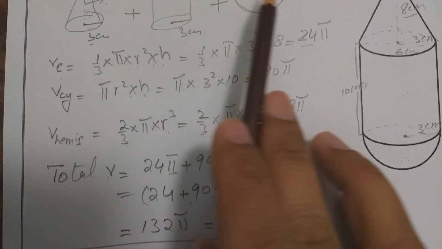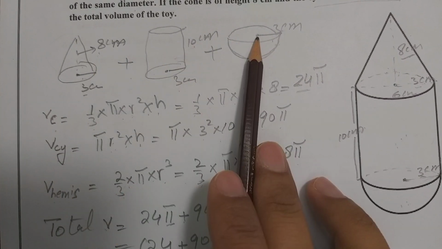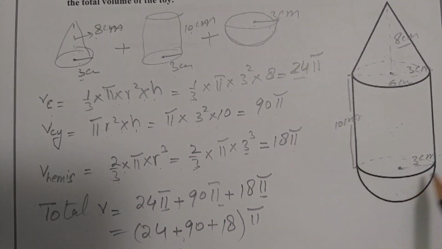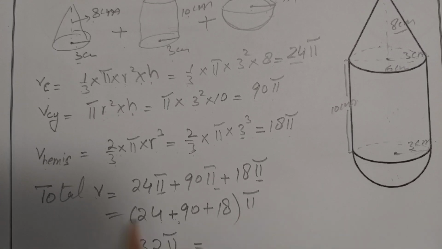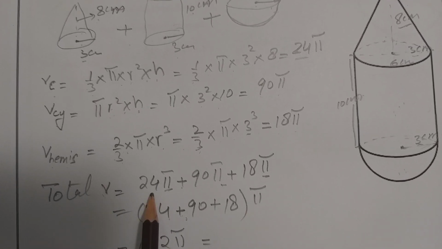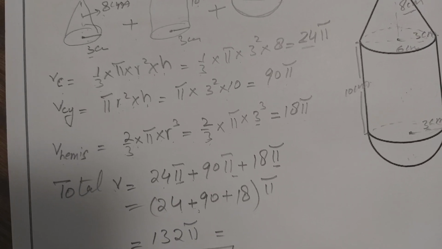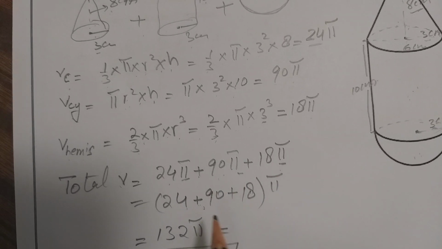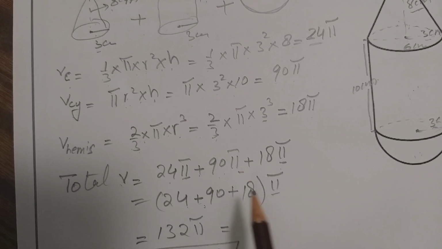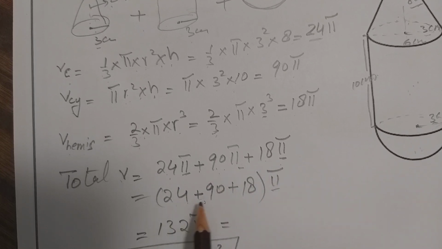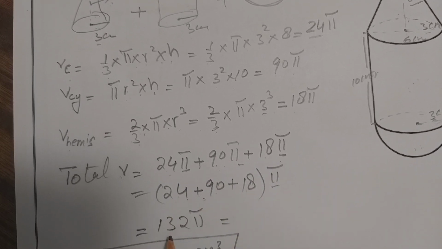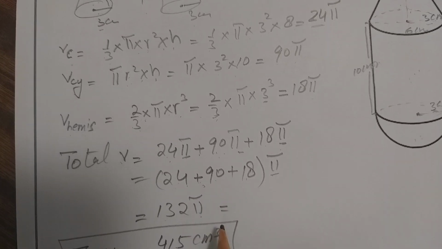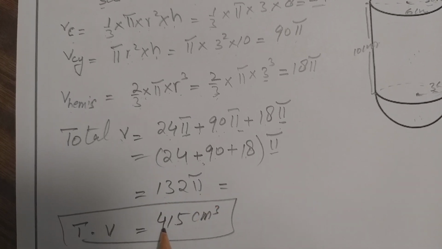Now if you add all the volumes of these three objects, you will get the complete volume of the shape. So total volume equals 24 pi from the cone, 90 pi from the cylinder, and 18 pi from the hemisphere. Pi is common, so I took the pi outside and just added the constant numbers 24, 90, 18. I get 132 times pi. When you multiply them, you will get the answer 415 cubic centimeter.